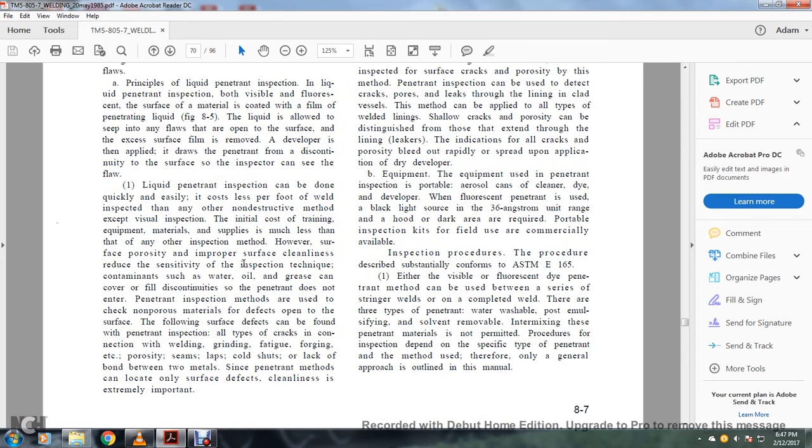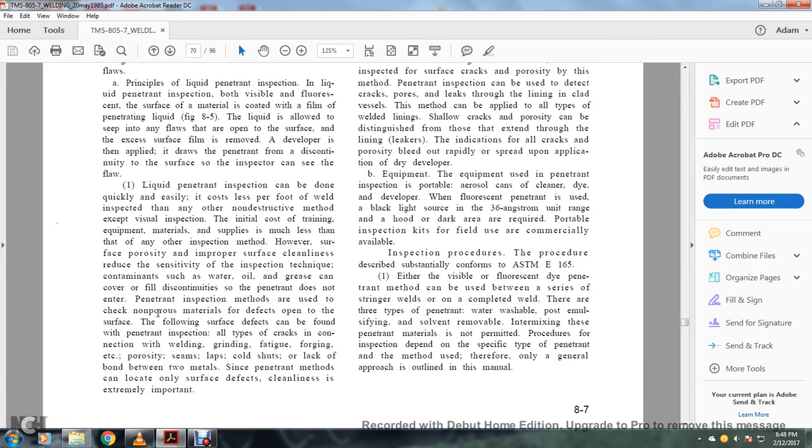One, liquid penetration inspection can be done quickly and easily, and it costs less than weld inspection with any of the non-destructive methods except visual inspection. The initial cost of training, equipment, and material supplies is much less than for any other inspection method. However, surface porosity and improper surface cleanness reduce sensitivity. Contamination such as water, oil, and grease can cover a discontinuity so that the penetrant does not enter.